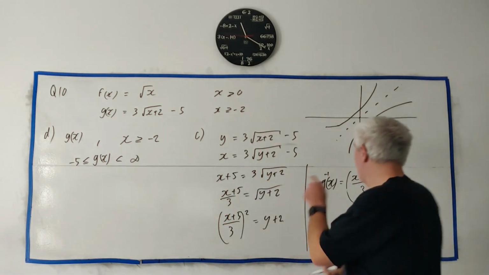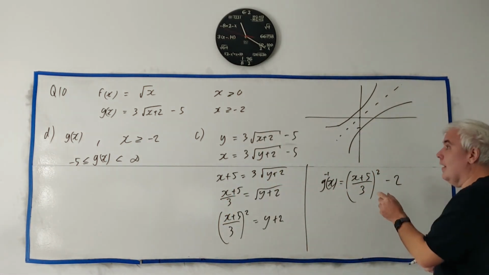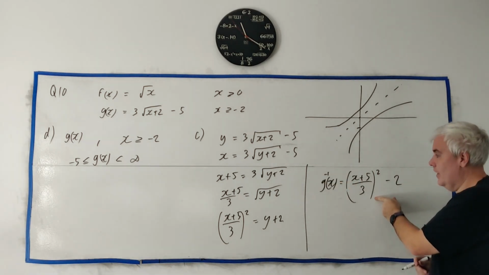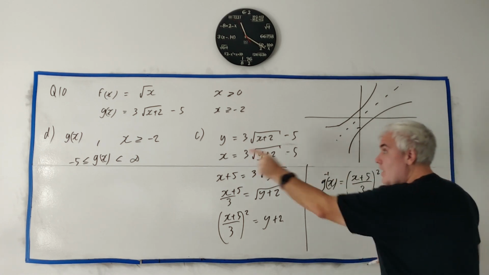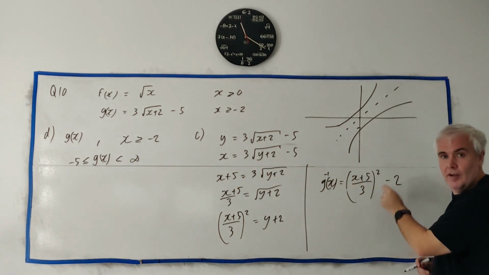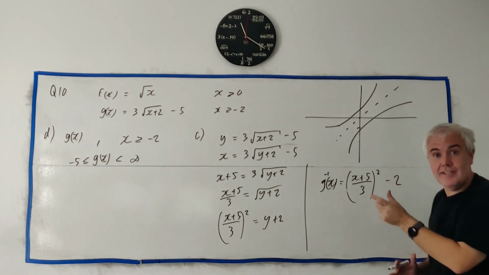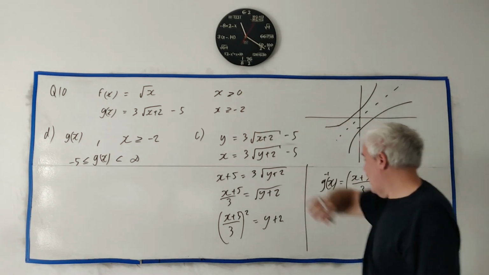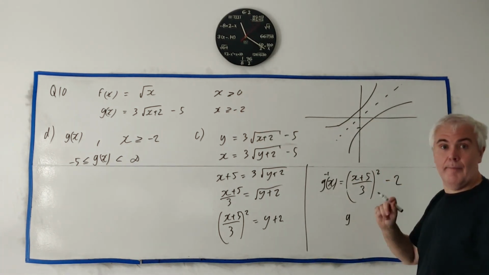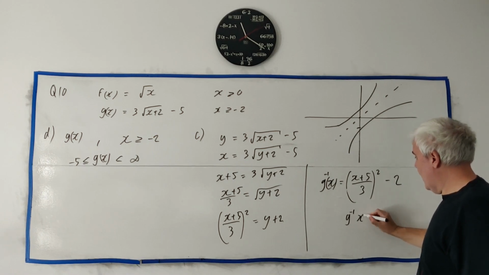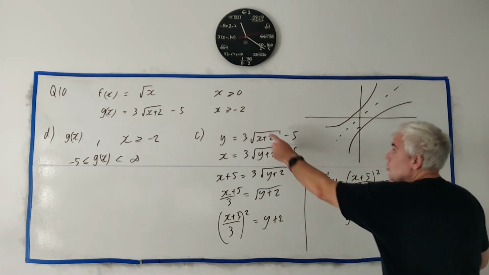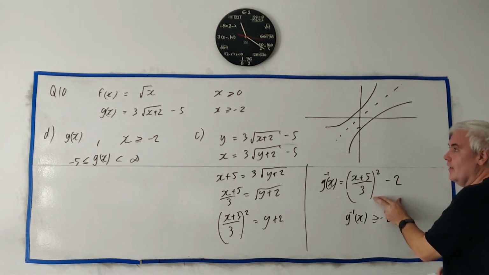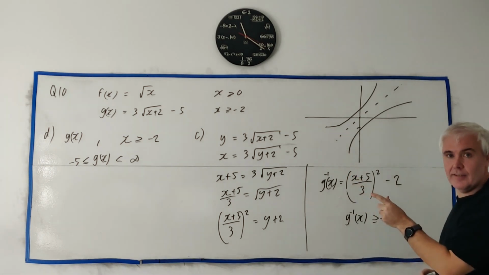The inverse is the opposite. The domain of g becomes the range of the inverse. The range of g becomes the domain of the inverse. Basically, the answer to part D is that the inverse of g is just bigger than minus 2. It's because the range of this guy is the domain of that guy.